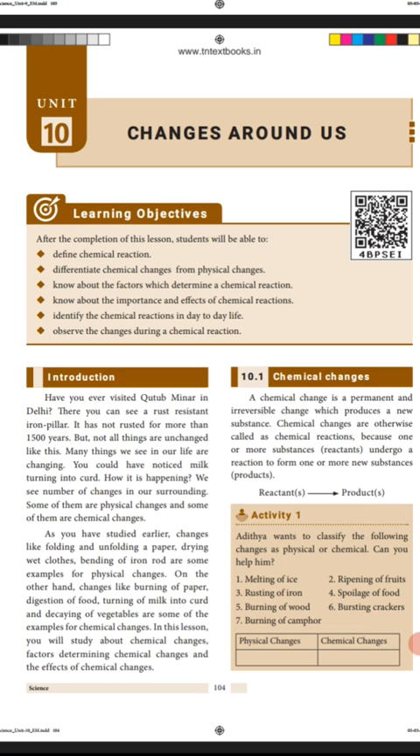Some physical changes are there. Changes like folding and unfolding paper, drying wet clothes and bending an iron rod are physical changes. Chemical changes are burning of paper, digestion of food, milk into curd, and decaying vegetables. These are all chemical changes. Okay, let's see some chemical changes in this lesson.